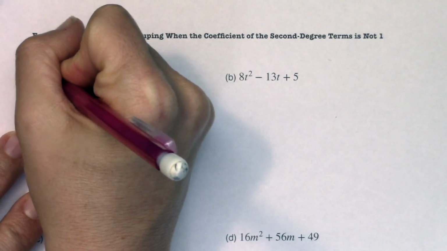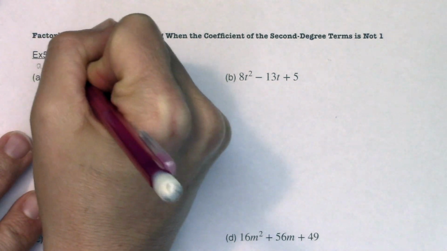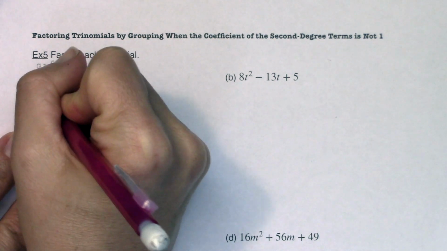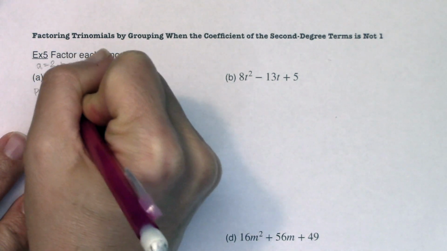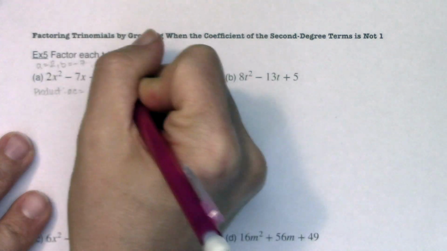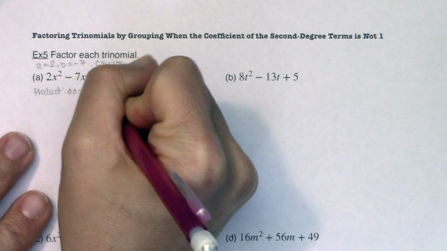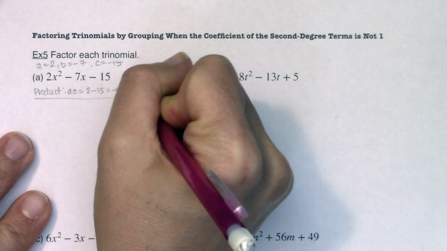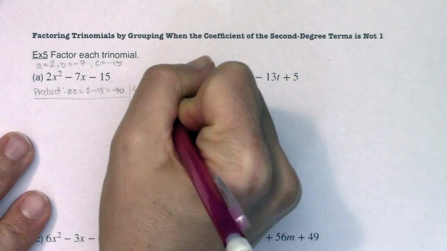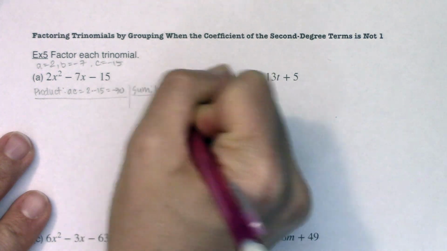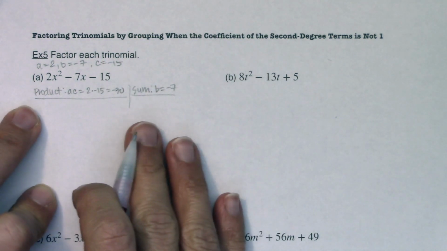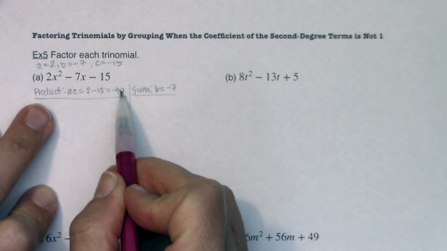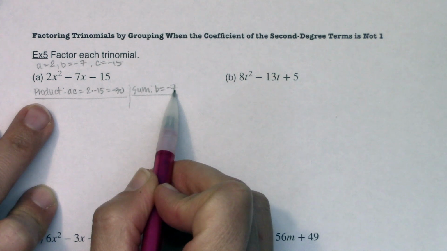So here I have A is 2, B is -7, C is -15. So if I think about my product, I always want my product to be AC, which in this case is 2 times -15, which is -30, right? And then I want to find something that's going to sum to B, which is -7. I'm not going to go through and list everything like I did last time, but we can just start to think, what are some numbers that multiply to 30 and add to 7?